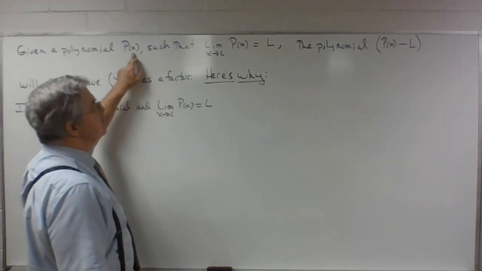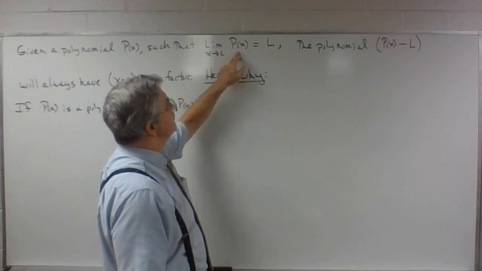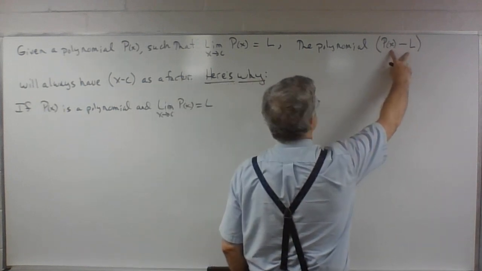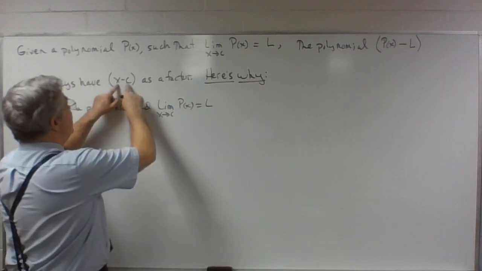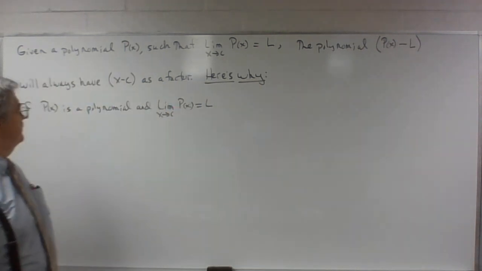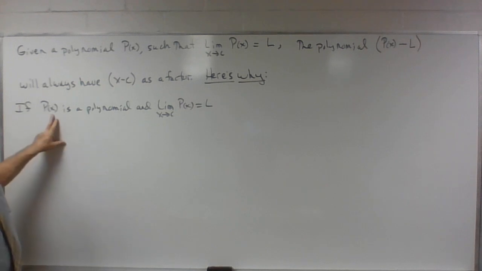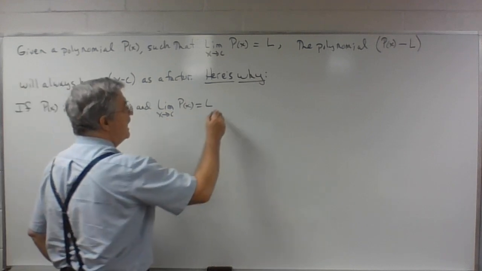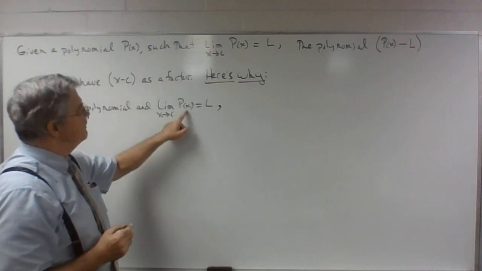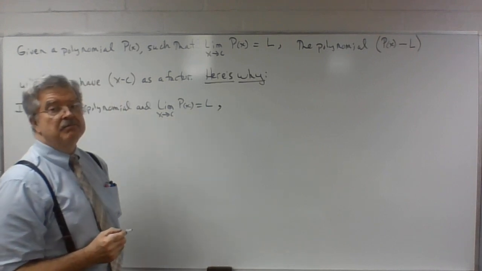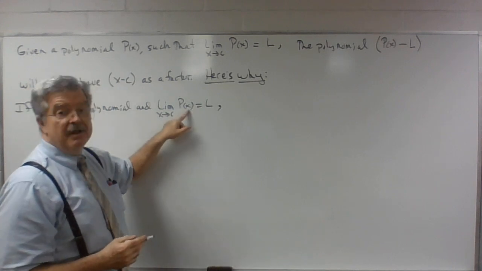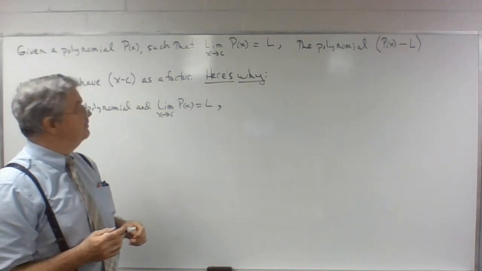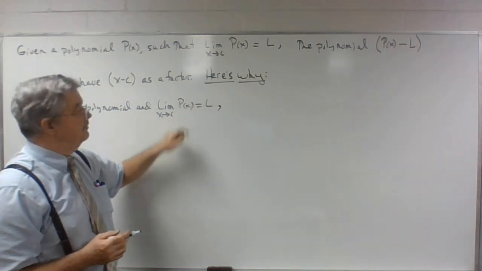Suppose we have a polynomial, p of x, and the limit as x approaches c of p of x equals L. I claim that the polynomial p of x minus L is going to have x minus c as a factor, and here's why. Suppose that p of x is a polynomial, and the limit of p of x equals L. Well, how is it that I figured out that the limit of p of x as x approaches c equals L? I took this number and plugged it into the polynomial.